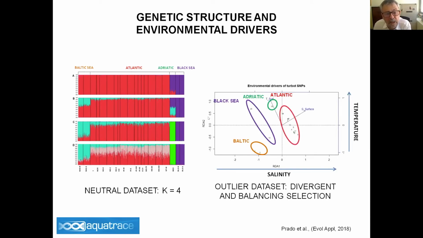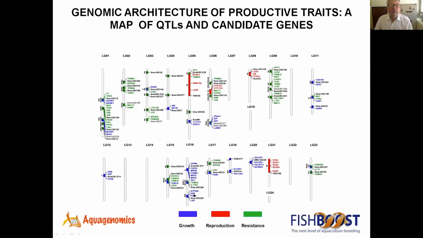And using an outlier data set related to divergent and Bayesian selection, we could identify salinity and temperature as the main drivers that clearly separated the four main units across Europe. So these two drivers are shaping the turbot genome. We identified candidate genes for these drivers, and we are validating this at the population level.